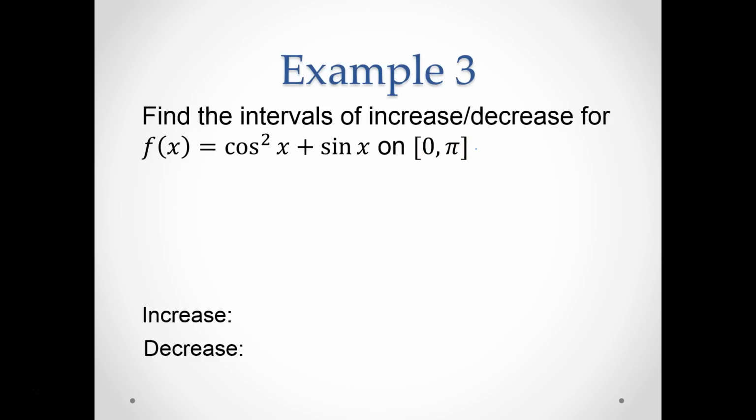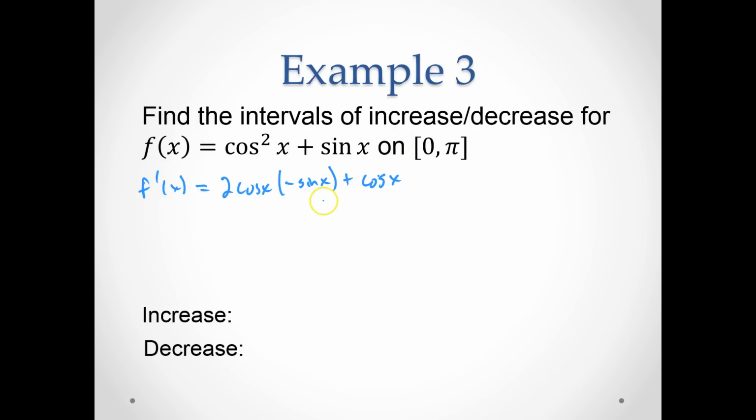I'm trying to figure out when it's increasing and decreasing. So that means we need our first derivative to find out increasing and decreasing. So f prime of x is going to be 2 cosine x, and then we got to change. That's going to be multiplied by the derivative of cosine, which is negative sine. And then derivative of sine is positive cosine x.